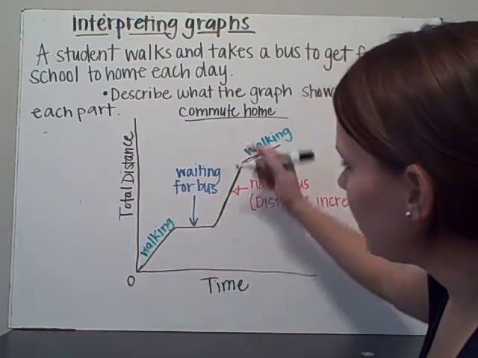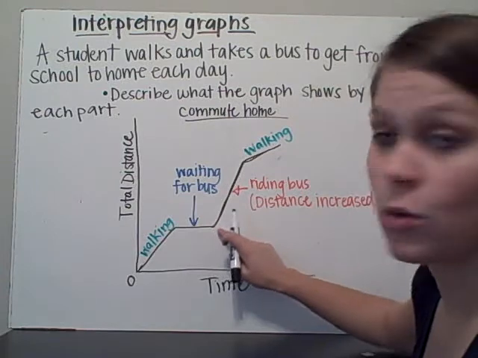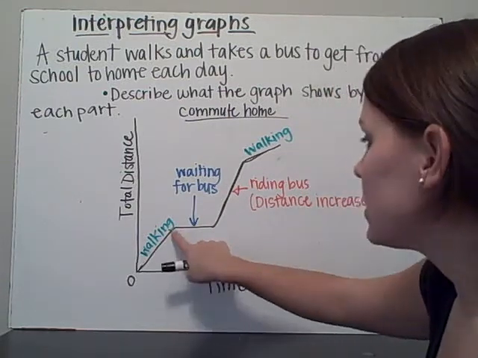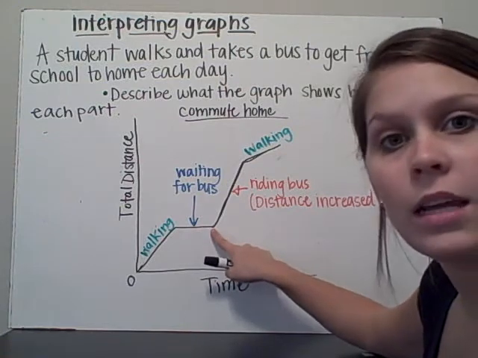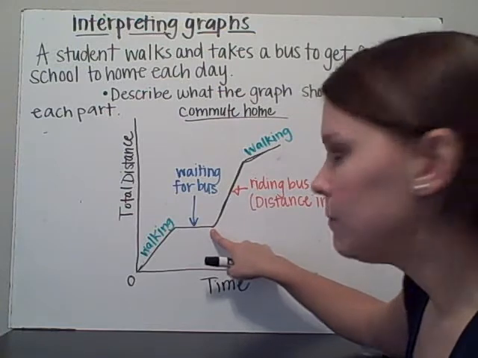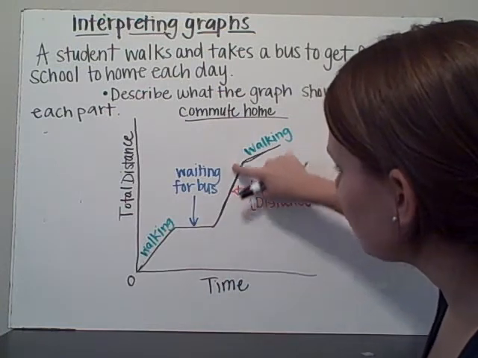The flat line represents waiting for the bus because any flat line represents that there is no distance being traveled, but time continues as you wait, but the distance did not increase. They're not moving. Then we see a sharper increase.